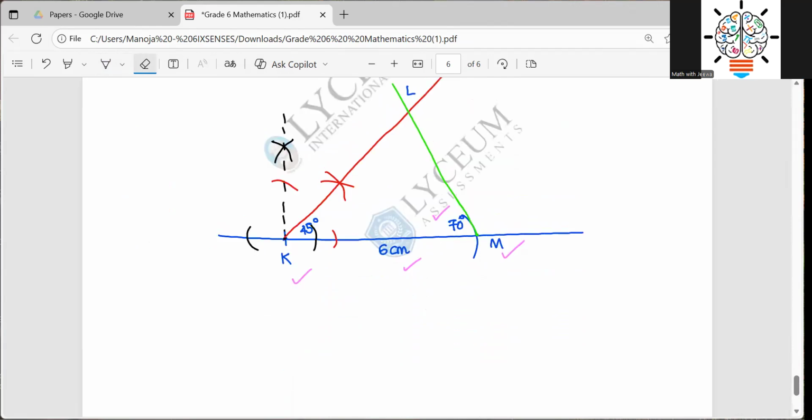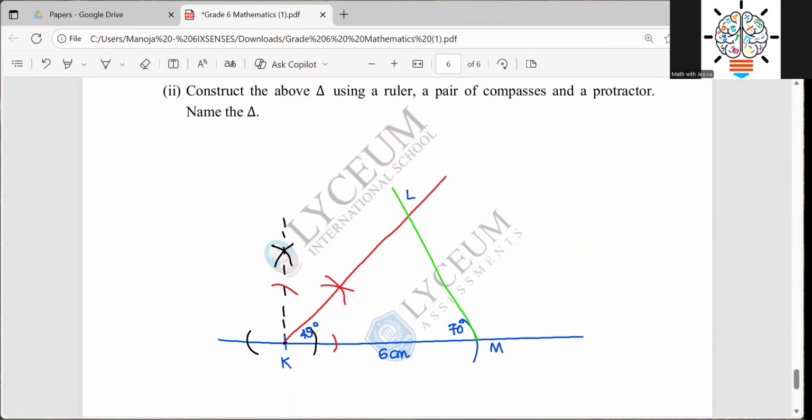So you want to show all the arcs like this. By any chance, are any of you struggling with this construction? I will do it like this.